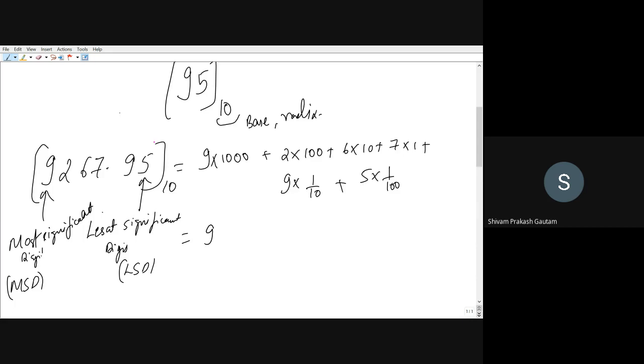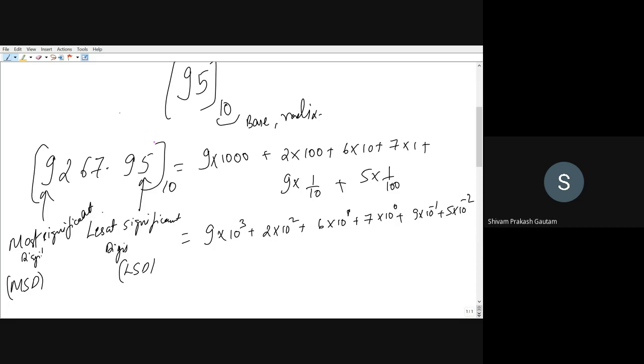So I can rewrite this as 9 into 10 to the power 3 plus 2 into 10 to the power 2 plus 6 into 10 to the power 1 plus 7 into 10 to the power 0 plus 9 into 10 to the power minus 1 plus 5 into 10 to the power minus 2. This is just a form of representation. All of us are very aware of this number system. This is just a starting point.